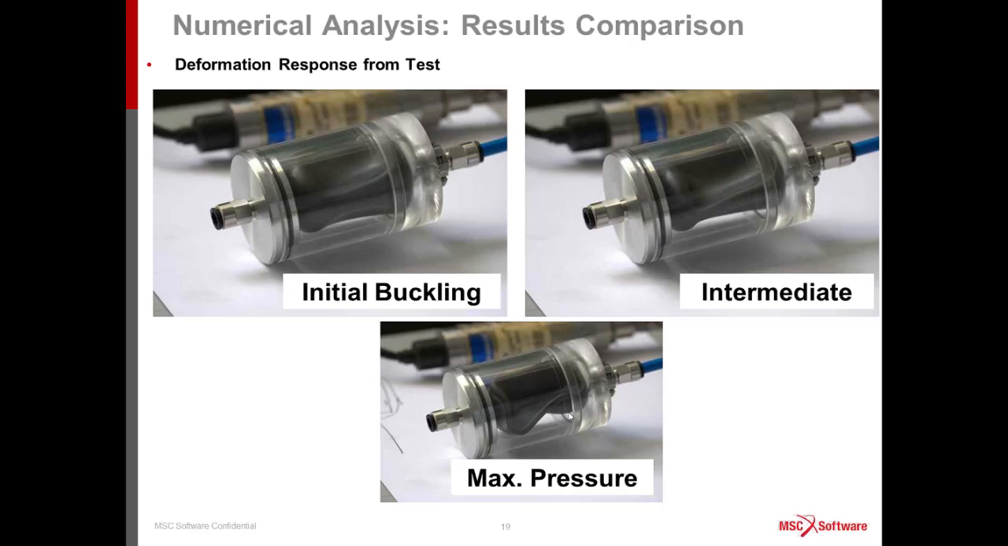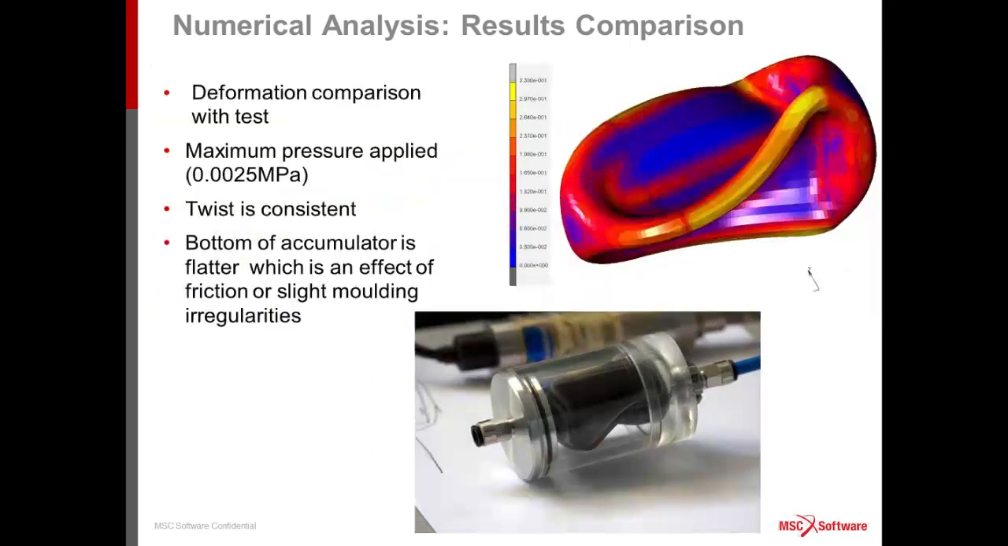Here's a comparison between the deformed state in the MARC software and the physical sample. You can see that the comparison is very good. It shows clearly the twisting motion. The twist is quite consistent. The only difference we can see is the bottom of the accumulator in the physical test is further up in the axis, whereas the one in the MARC software is slightly more protruded, but we feel that's probably down to slight anomalies in friction coefficients and molding irregularities in the physical part, which can cause more collapse on one side than the other.